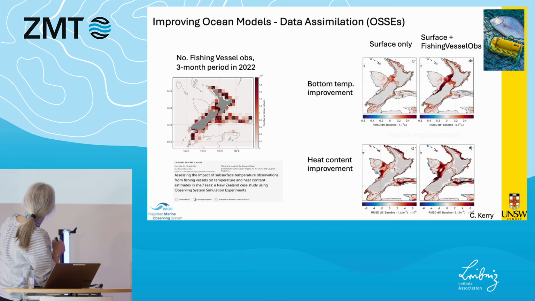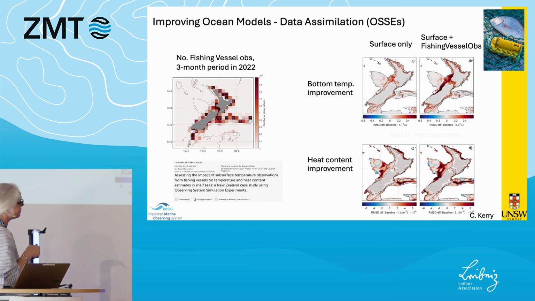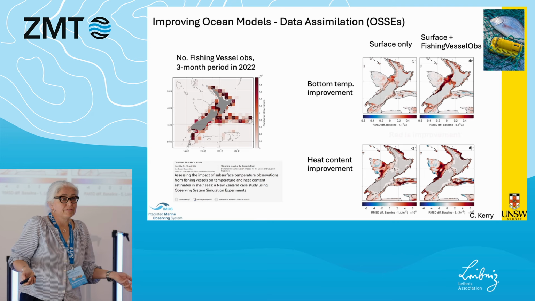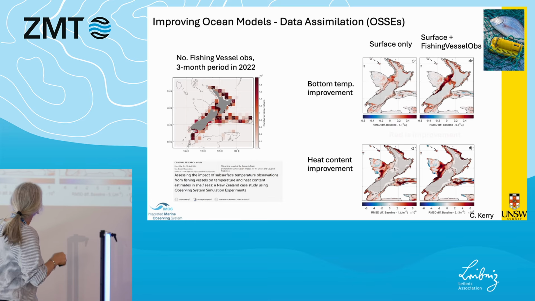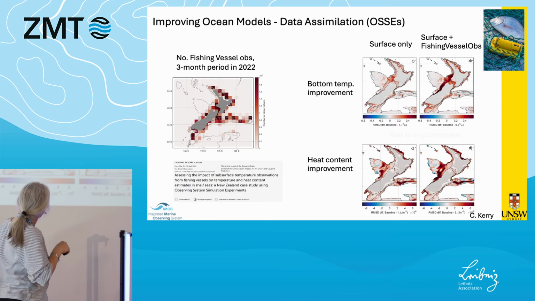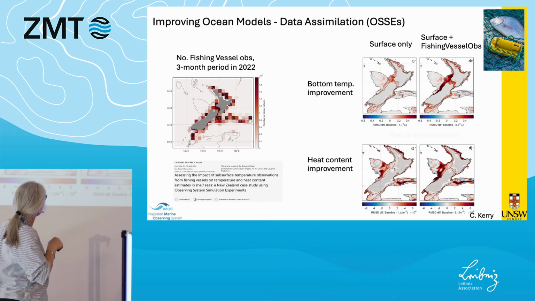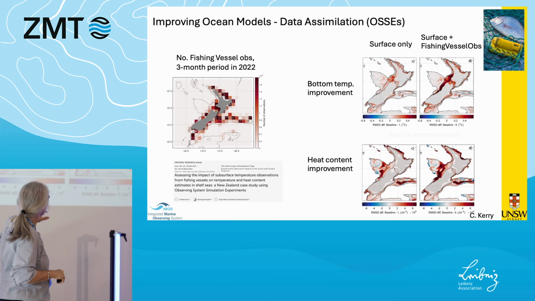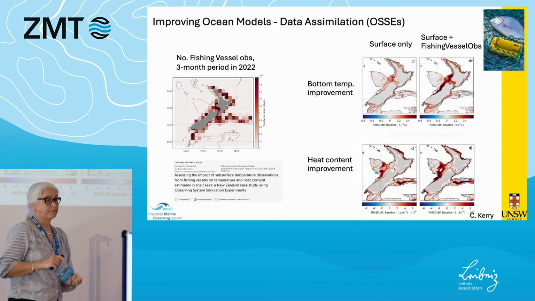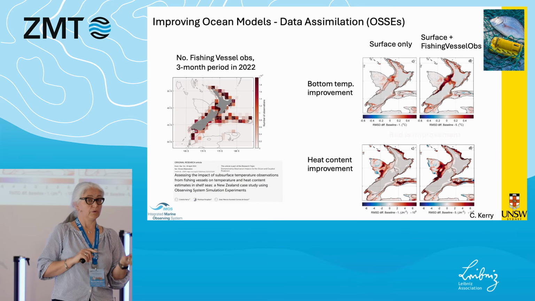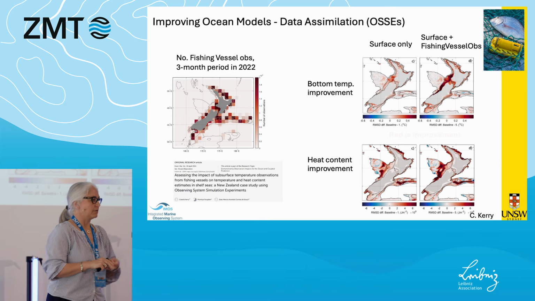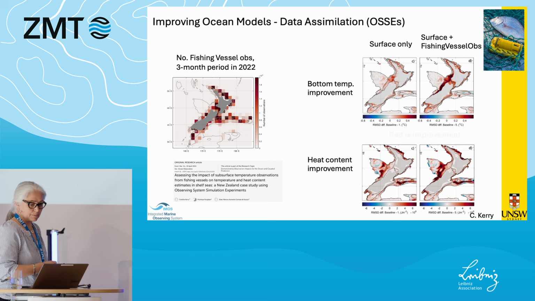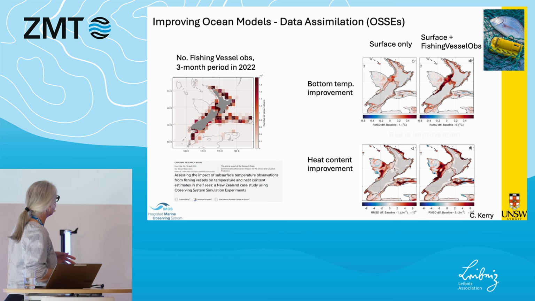Here's another example. This is back to an experiment we did before we started the program. We wanted to see would the model actually improve if we had these observations. So we took the fishing density around New Zealand and had a look at the bottom temperature improvement and the heat content improvement. In this case, red is an improvement. And we see that we're getting significant improvement in bottom temperature, which is important for fisheries, in ocean heat content, which is important for climate change, understanding the impacts. So we did a lot of experiments before we started the program.